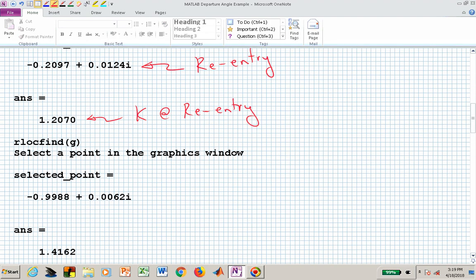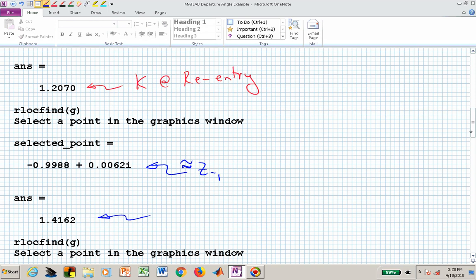And that's what I did with my last crosshaired rlocfind choice, I tried to now locate the crosshairs near z equal to -1. So I'm at now minus 0.9988 or 0.999, which is roughly -1. And here is now our gain, k, at -1, 1.42, which is really what we'd calculated before. So this is exiting the unit circle.